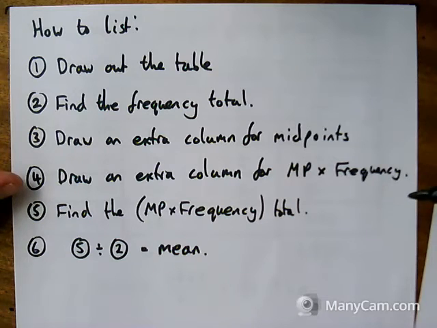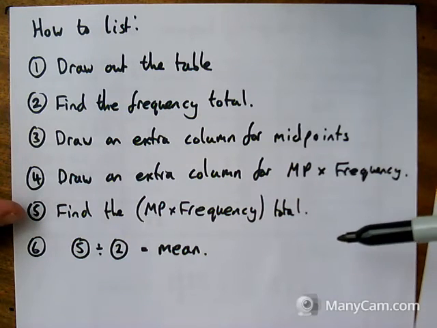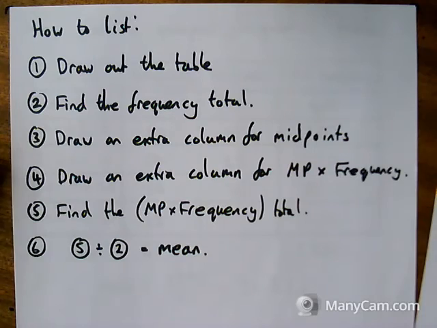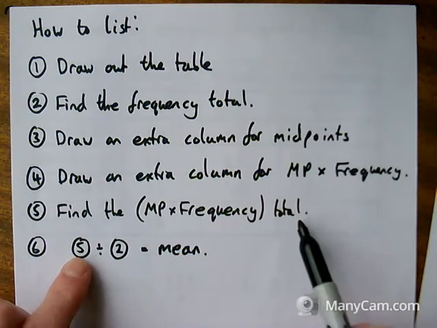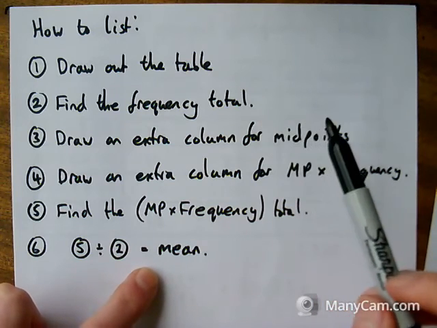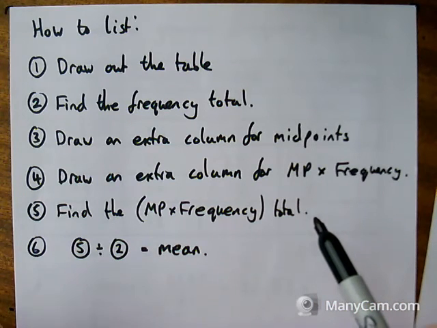The fourth step is to draw that extra column for your midpoint times your frequency, and then you need to find the total of that column, so the total of the midpoint times frequency column, and then you're going to do the total of that column divided by the total of your frequency to find out your mean, and then I'd like you to round your answers to 2 decimal places.